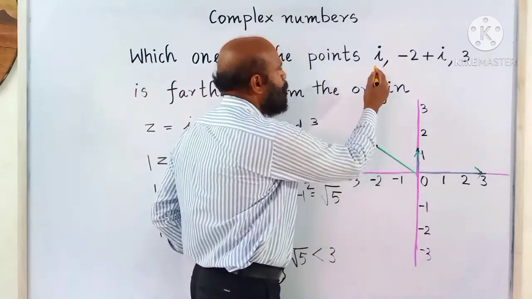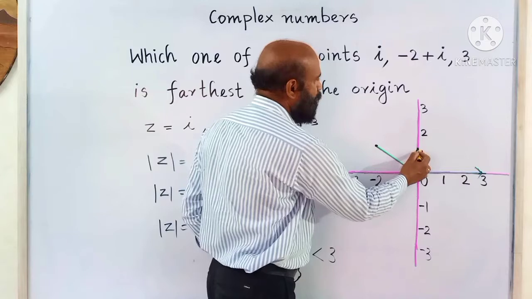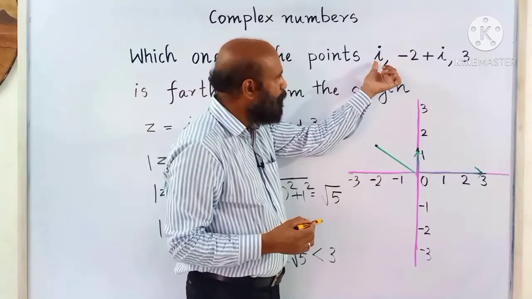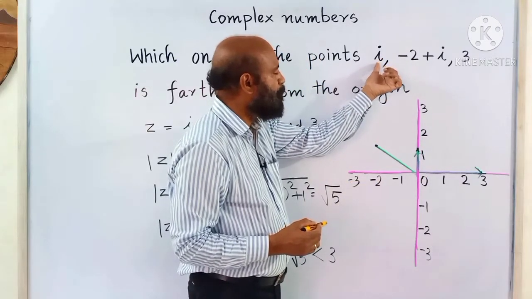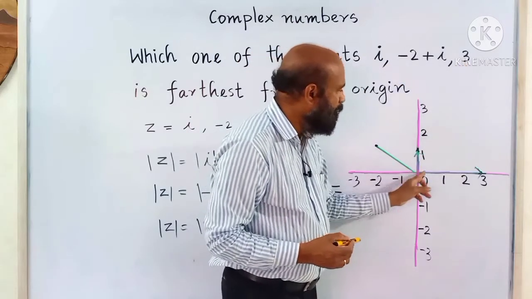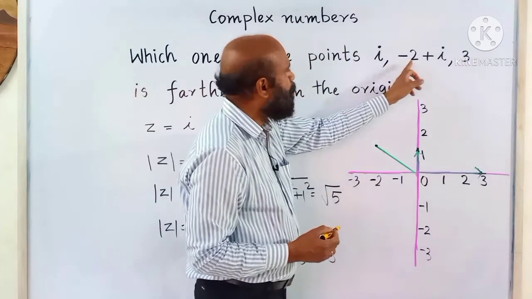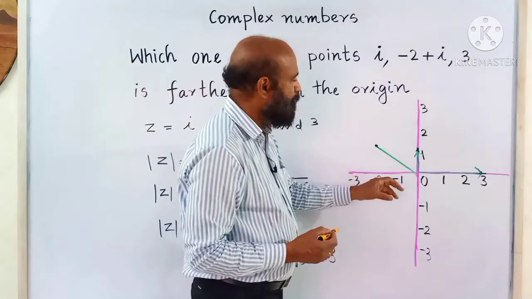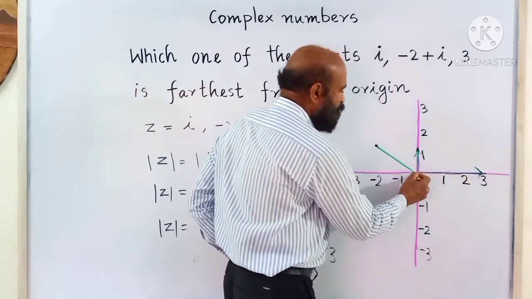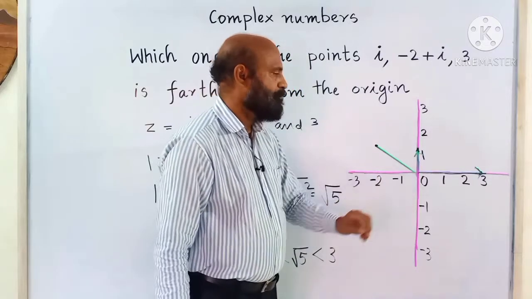So these 3 complex numbers are represented on the Argand diagram. i is a purely imaginary number, so it is on the y-axis. 3 is a real number, it is on the x-axis. And minus 2 plus i is represented here. You can see it's clear from the diagram, this 3 is farthest from the origin.